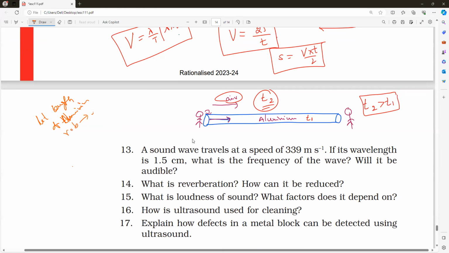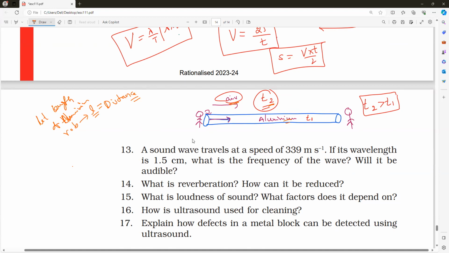Aluminium rod, how much can I take? Let it be L. Is it okay, guys? That L is equal to only the distance. Now the sound is traveling through two mediums, that is, the aluminium one and the air one.